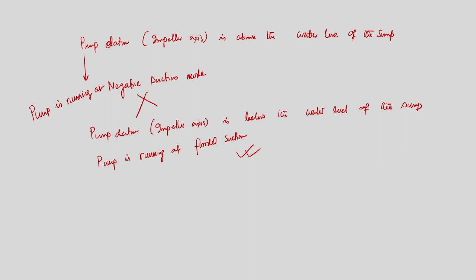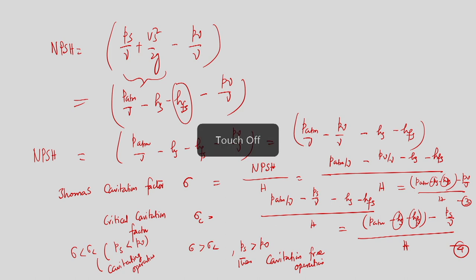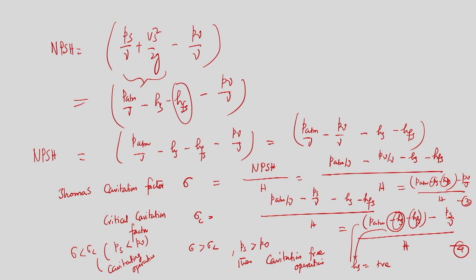If this is the case, then we can argue from the expression that we derived in the last slide that HS will always be positive. If HS is positive, this entire quantity will be positive. So this will add a head on top of the head that is available because of the atmospheric pressure. If the pump impeller axis or pump datum is located below the water level of the sump, then apart from the atmospheric head available, we have another head available that is equal to the static height. In that case, we have a safe operation, and I should suggest that all designers design a pumping system in flooded suction mode to avoid this undesirable phenomenon, cavitation. Cavitation should not occur.